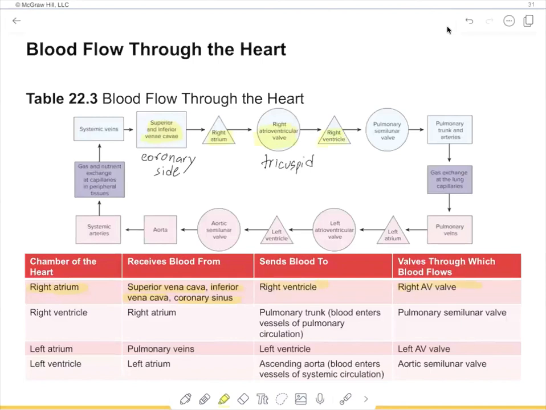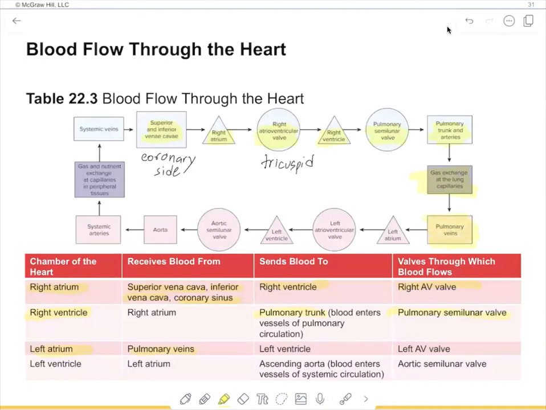onto the right ventricle. Blood then is ejected from the right ventricle out through the pulmonary semilunar valve into the pulmonary trunk. It's there that blood is going to go to the lungs for gas exchange. Once it receives the oxygen, it returns to the left side of the heart through the pulmonary veins.